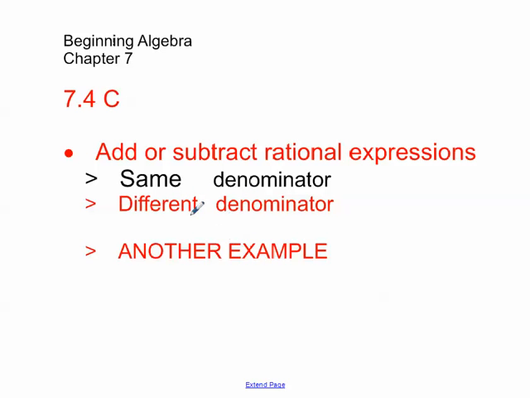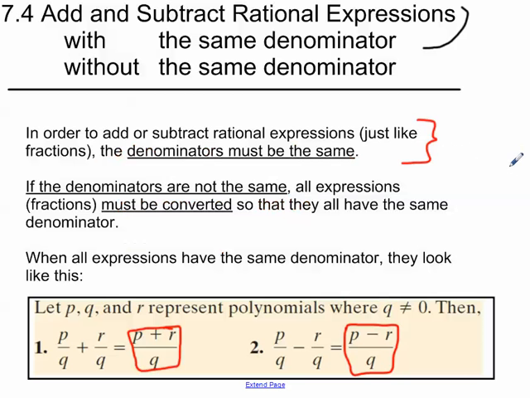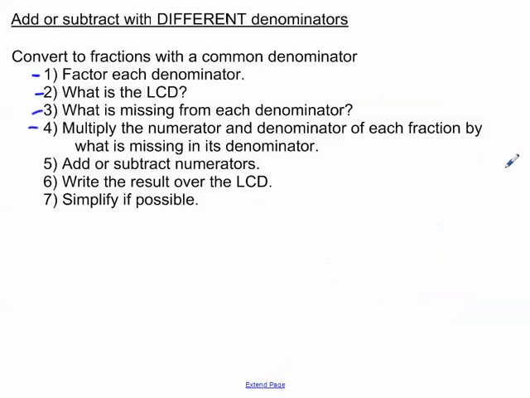a second example. 7.4b talked about the first example with a different denominator. Now we're going to talk about another example using rational expressions with different denominators. So we're going to fast forward, hopefully, through everything that we've seen here. So right here is where our steps are that we talk about.